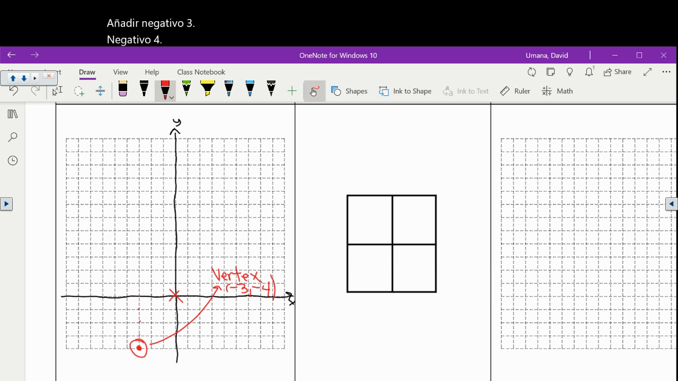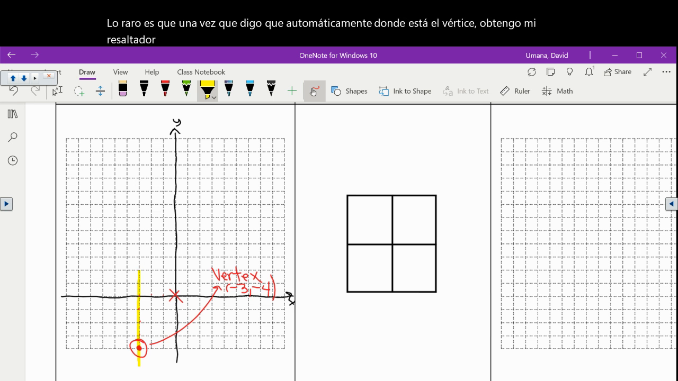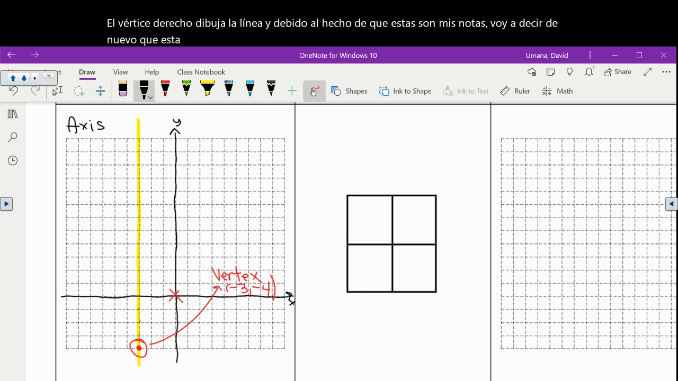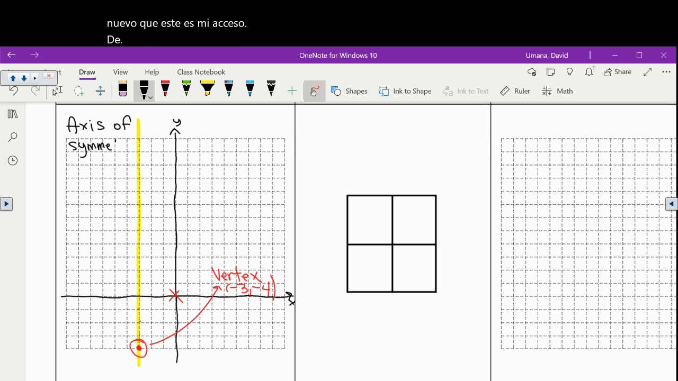Now the weird thing is that once I say that, I automatically know where the vertex is. I get my highlighter and I automatically start drawing my axis of symmetry. I see the vertex, I just draw that line. Okay? Vertex, draw the line. And because these are my notes, I'm going to say again, this is my axis of symmetry.